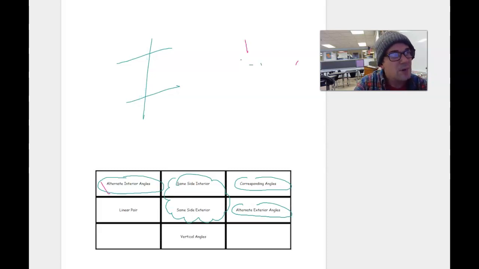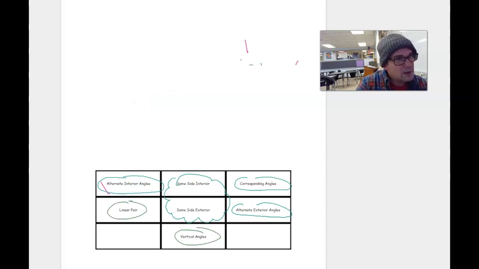Exterior, same side, probably not going to blow your mind, right? That's on the outside, that's on the outside. Those are exterior, same side. They're also supplementary. So, I hope that makes sense. I do need to talk about these words as well.